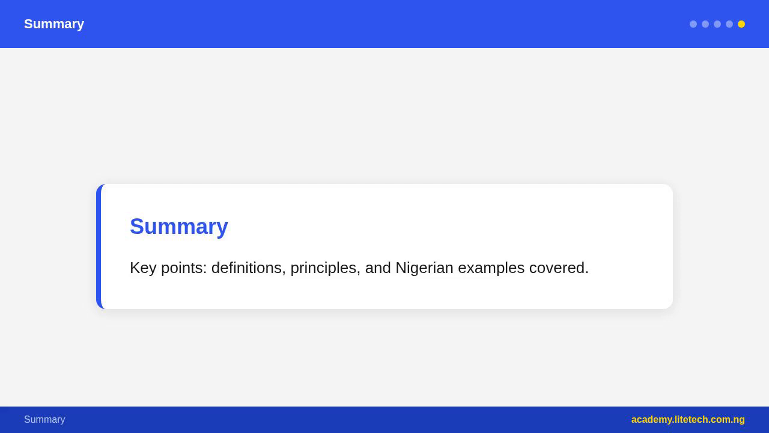Key points. AI: simulation of human intelligence by machines. ML: learning from data without explicit programming, with 3 types: supervised, unsupervised, and reinforcement learning.